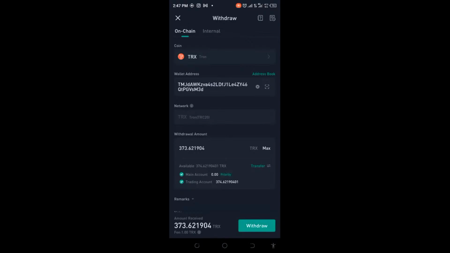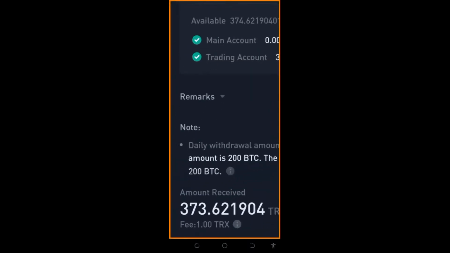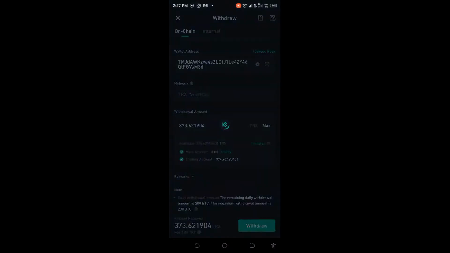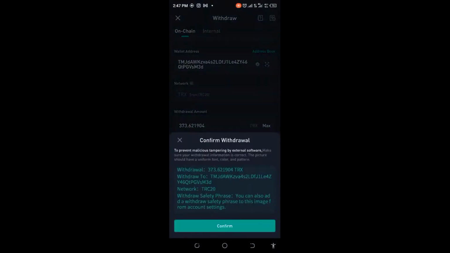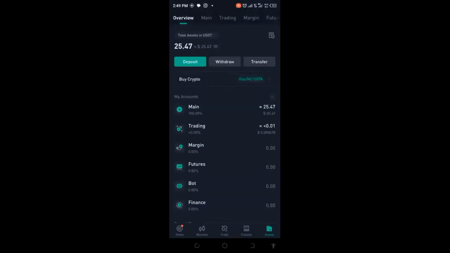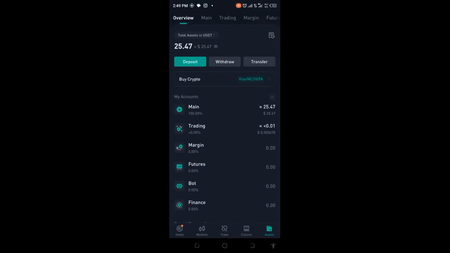Okay, so you can see here what we're going to eventually get is 373.62. That's the entire amount we are going to get, 373.62. So let's go ahead and withdraw. Okay, I'm going to put in my verification and then I'll get back here. Okay, I put in all my verifications, and now it's on the processing point. So this equivalent is like 27.47. Let's hope we make profit with it.